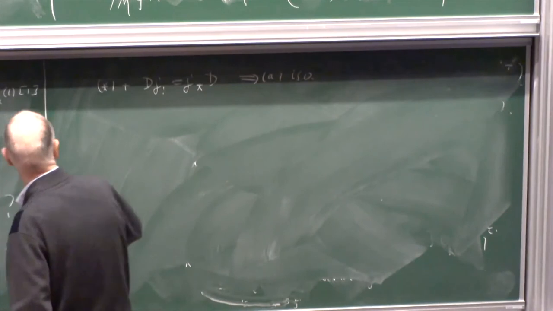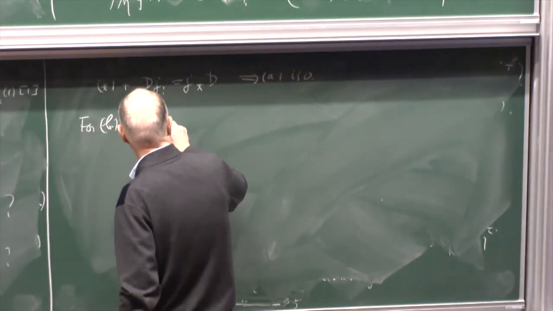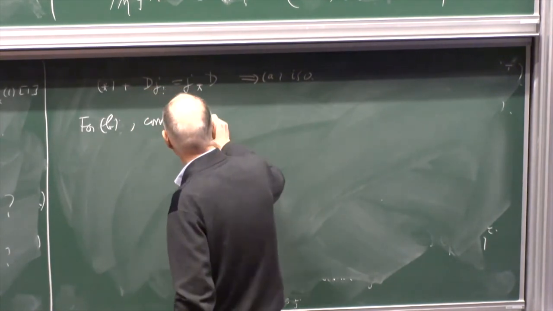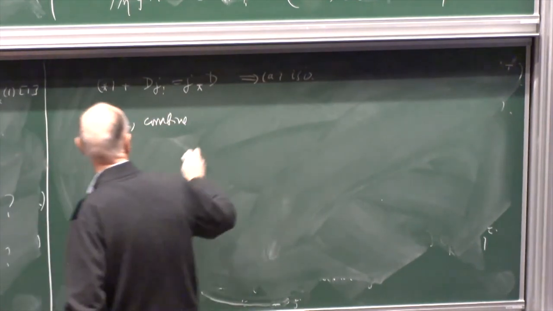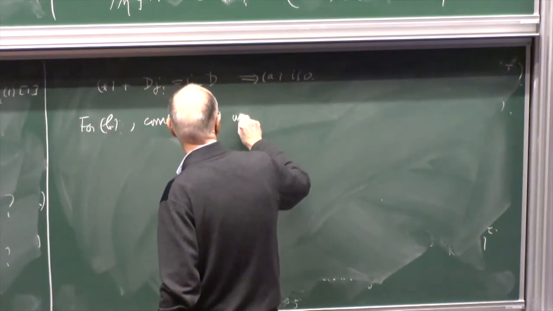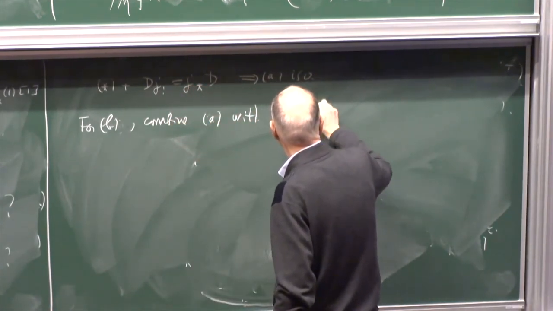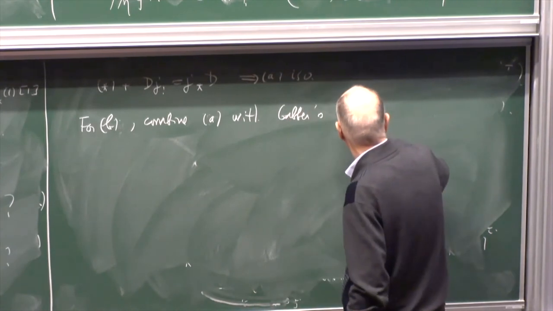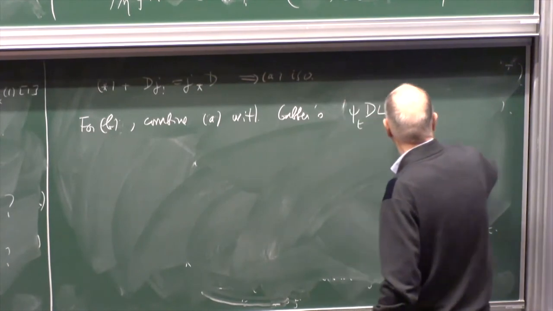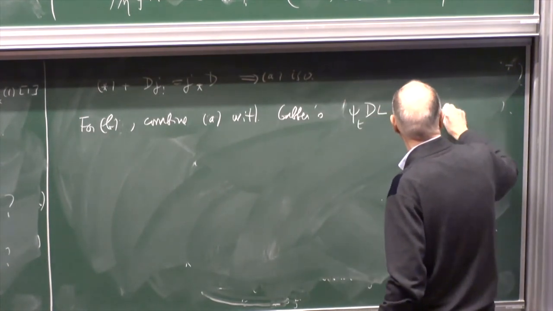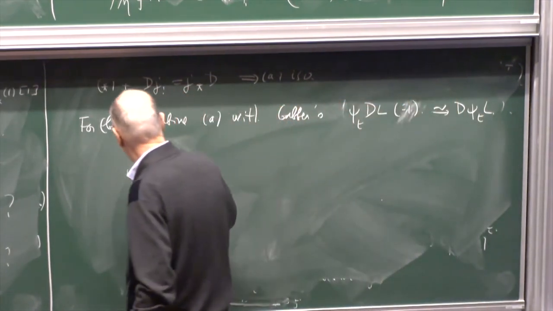For B, combine A with Gabber's, psi T, D L minus one, d psi t L. In fact, what is psi t?